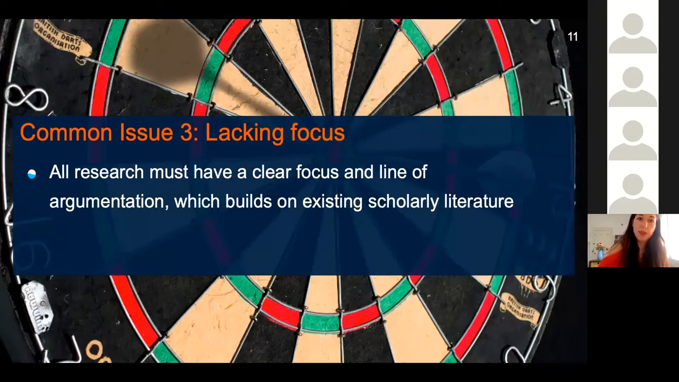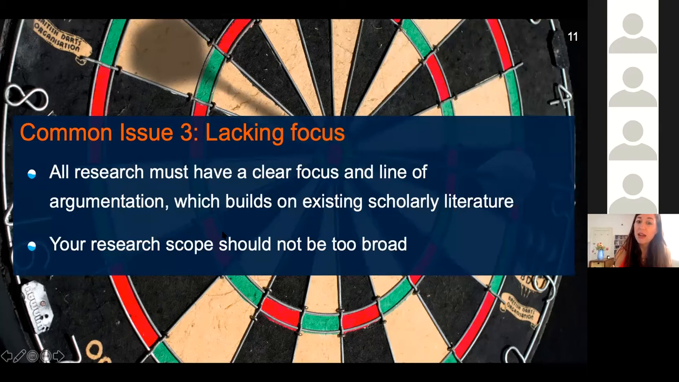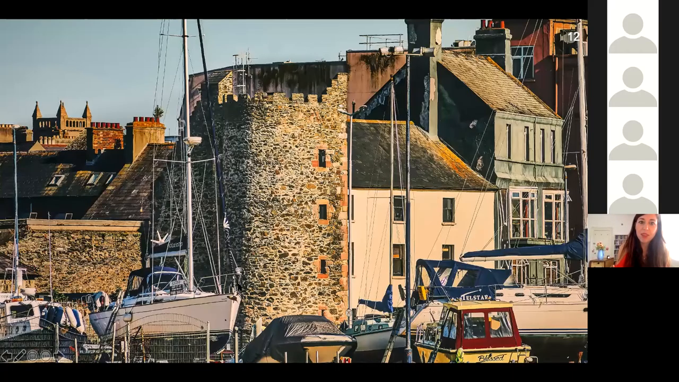A third common issue that I often see is lacking focus. All research must have a clear focus and line of argumentation, building on existing literature. Also, your research scope should not be too broad, and that means the subject area that you're studying should be a focused aspect of a topic, not just everything about this topic that's ever been written. So for example, I have on the next slide an example of this.